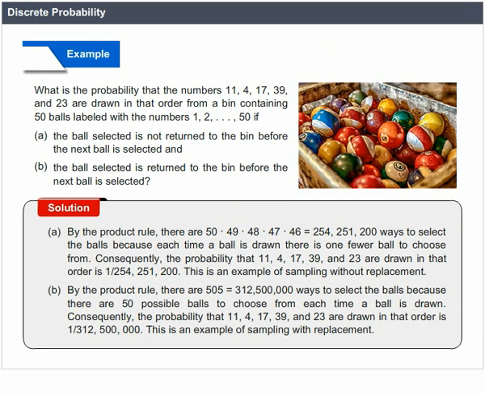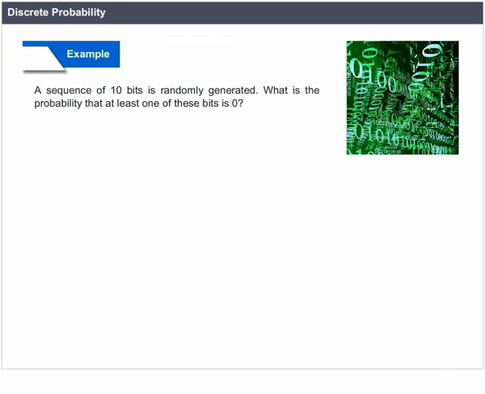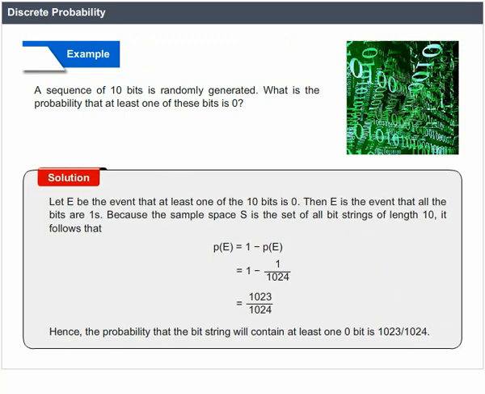A sequence of 10 bits is randomly generated. What is the probability that at least one of these bits is 0? Solution: let E be the event that at least one of the 10 bits is 0. Then the complement of E is the event that all the bits are 1s. Because the sample space S is the set of all bit strings of length 10, it follows that P(E) = 1 - P(complement of E) = 1 - 1/1024 = 1023/1024. Hence, the probability that the bit string will contain at least one 0 bit is 1023 divided by 1024.